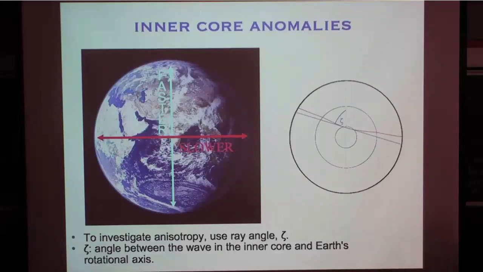So we have an angle. We want to define an angle. I promise I'm nearly done with the definitions. Zeta is our ray angle. Okay? You'll see some people use xi. You'll also see some people define it as 90 minus zeta. So if you're reading any of this stuff, you need to read kind of carefully. Zeta is going to be the angle between your wave in the inner core and Earth's rotation axis.